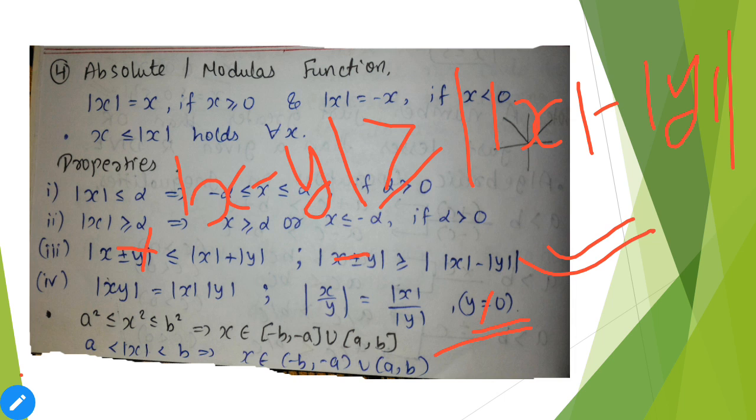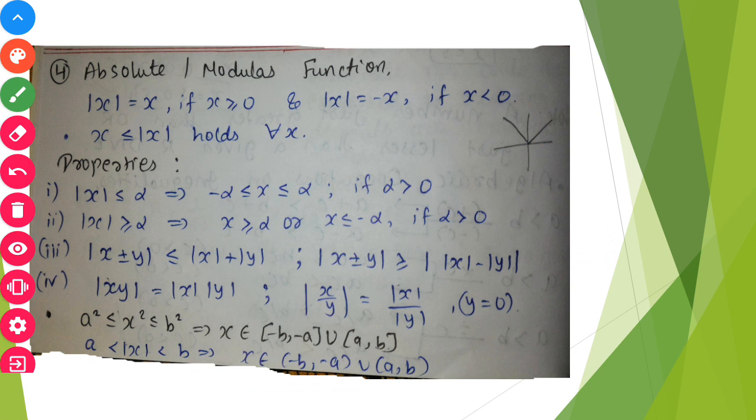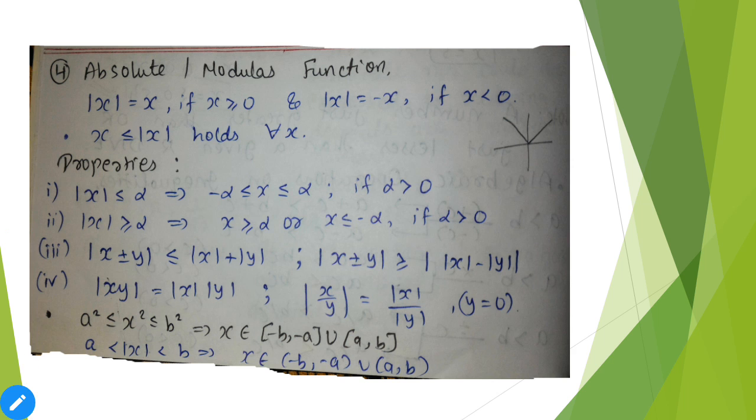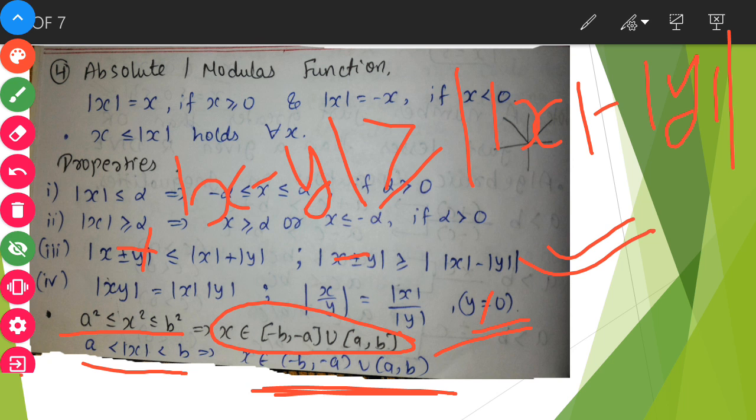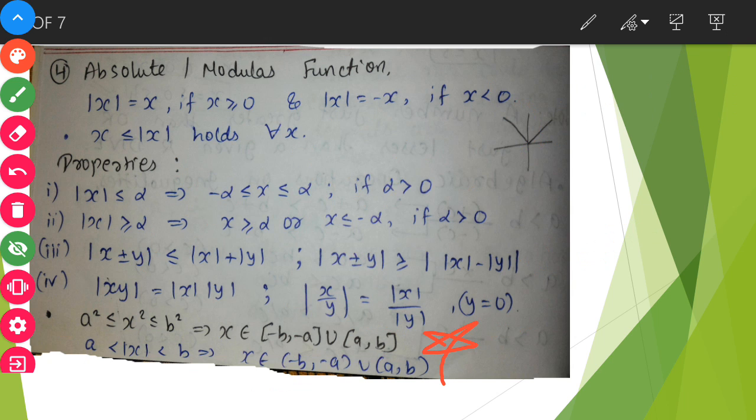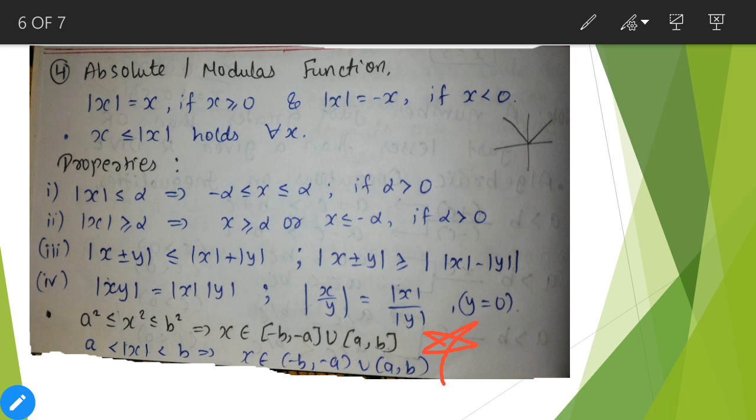Now the interesting one: x square is less than or equal to b square and greater than or equal to a square. We can directly write this as x belongs to minus b to minus a union a to b. Similarly, if the equality sign is not there and only less than or greater than is there, then a and b will not be included in the answer. This is a very important property. I hope you understood this.